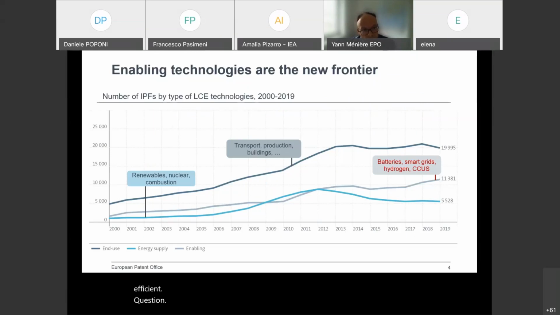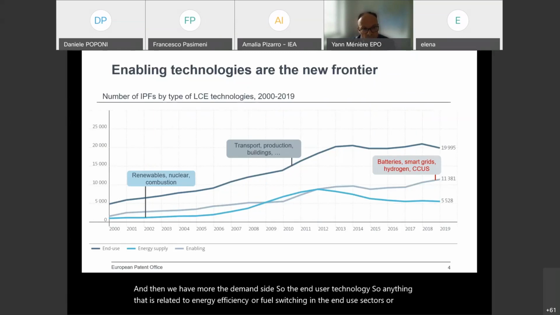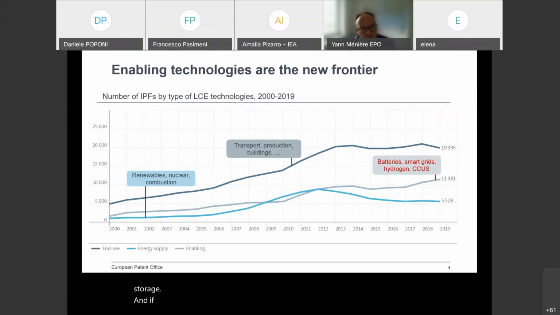Then we have more the demand side, so the end user technology, so anything that is related to energy efficiency or fuel switching in the end use sectors, a wide range of end use sectors, of course. And finally, there is an intermediate category, cross-cutting enabling technologies that make it possible to better integrate renewables in the grid, for instance, but also to deeply transform the end use sectors. And these include batteries, smart grids, hydrogen, and carbon capture, use, and storage. If you split the trends according to these 3 categories, it sheds some interesting light on what has been happening in the past 20 years.